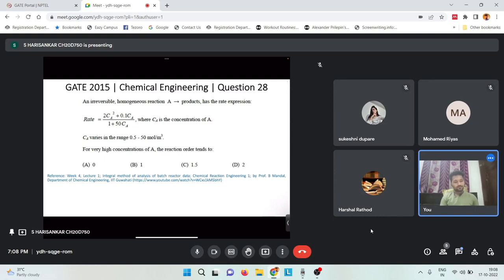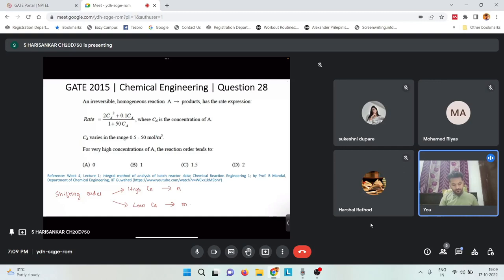So this question, this order is called as shifting order. What shifting order basically means is, for high concentration, you will have a different order, and for low concentration, you will have another order. So in this question, they have asked us to find what is the order of this reaction at high concentrations of A. So let us see how we can proceed with this.